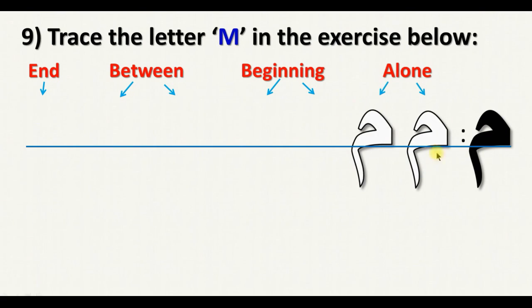Here is how the letter M will appear when it is alone. When it is at the beginning of a word and it has to be attached to a letter that comes after it, this is how it will appear. You start from here. You go on up, and then you come down, and then you go on to join to the other letter.